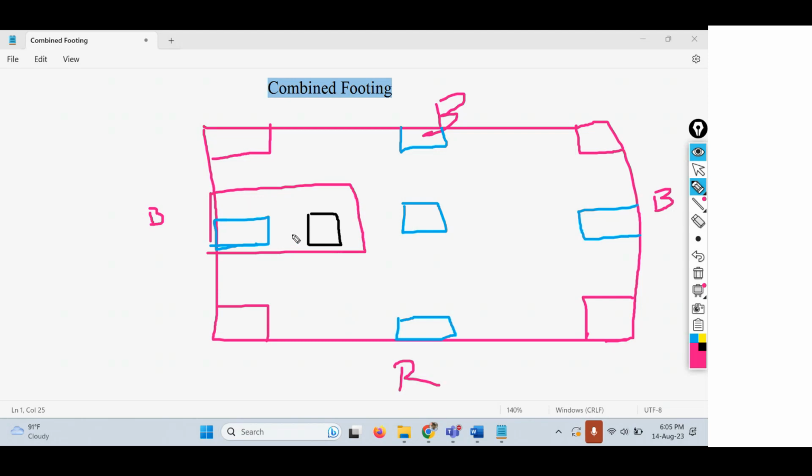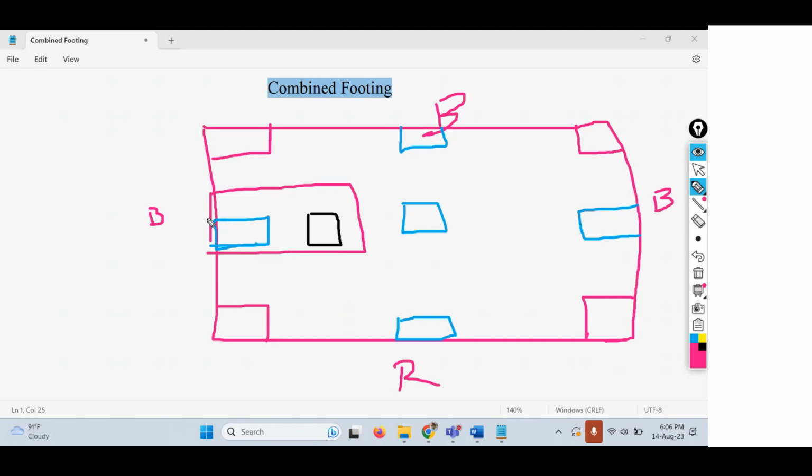I'll call this a combined footing. Usually combined footings come into the picture when you have two columns close to each other, or when the footings of the columns are coinciding with each other. In such cases, you cannot provide isolated footings. So the only option we have is to provide the combined footing.